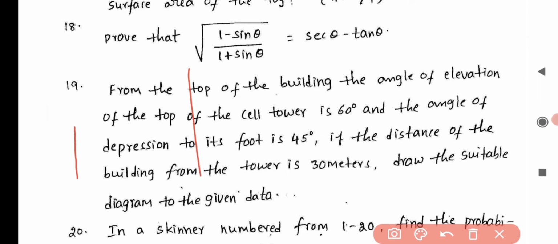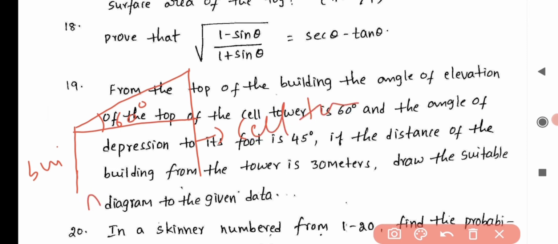Okay, the angle of elevation of the top of the cell tower is 60 degrees. This one is 60 degrees. This is the building, this one is the cell tower, A, B, C, D. This is the ground.